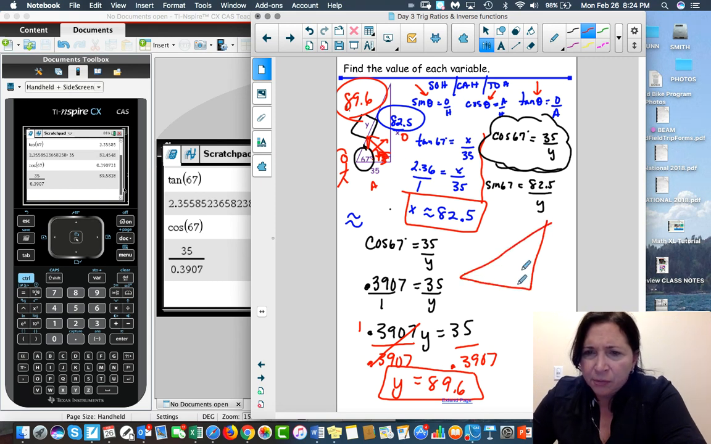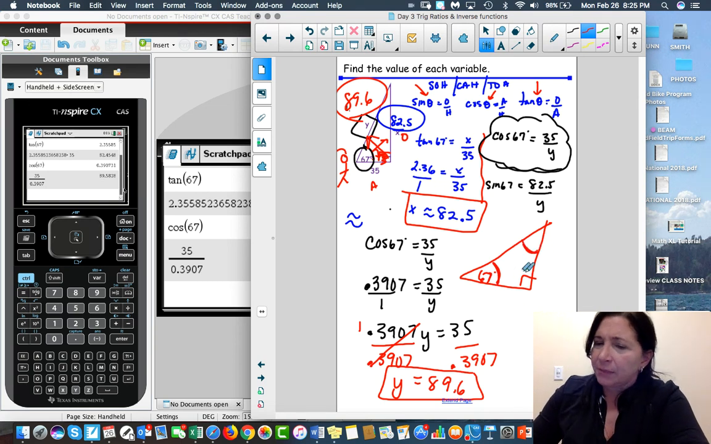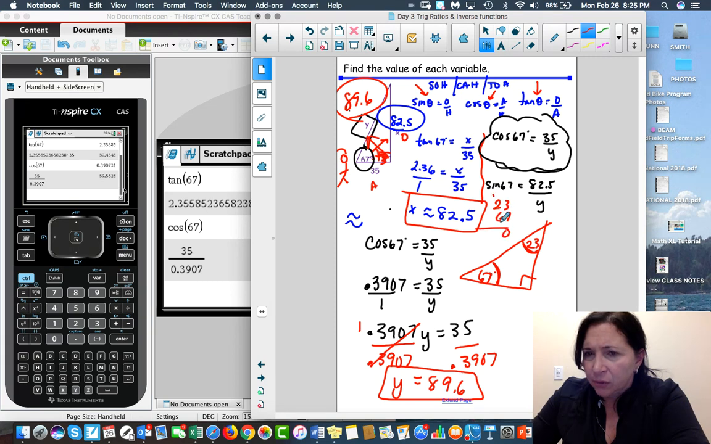I'm just going to redraw this triangle because it has a lot of stuff on it. This is 67 degrees. You should know that this angle plus this angle add up to be 90 degrees. If this angle right here is 67, this angle here has to be 23, because 23 plus 67 adds up to be 90 degrees.